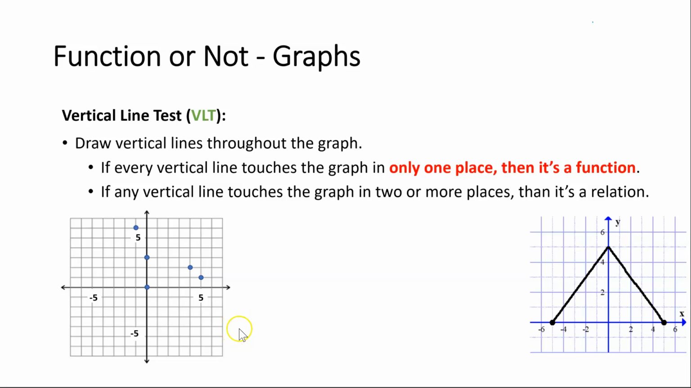So let's take a look at the graph on the left. We'll draw vertical lines throughout, so lines straight up and down. And you'll notice the red line there. For that red line, it hits the graph in 2 places. If it hits it in 2 places, that means it fails the vertical line test. Therefore, it's not a function, it's a relation.